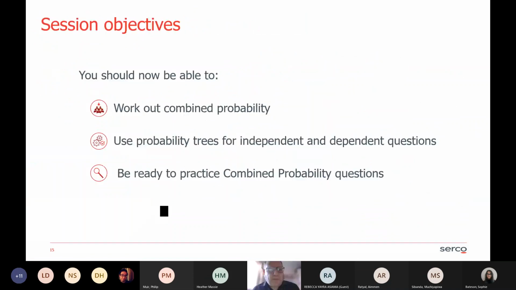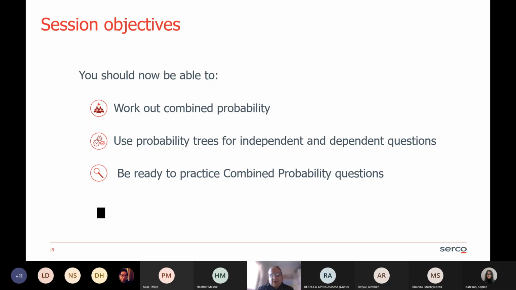So I appreciate a lot there, but hopefully you understood now what we mean by combined probability, and that's a chance of more than one thing happening. You've then got the use of probability trees for either independent questions where one thing doesn't affect the other, or dependent questions where one thing does affect the other, like I've said at the end there, where you take a ball out and remove it, and then obviously that has an impact on the next question.